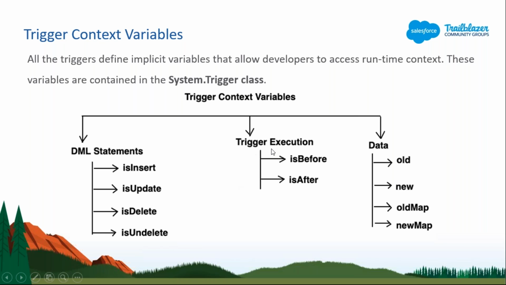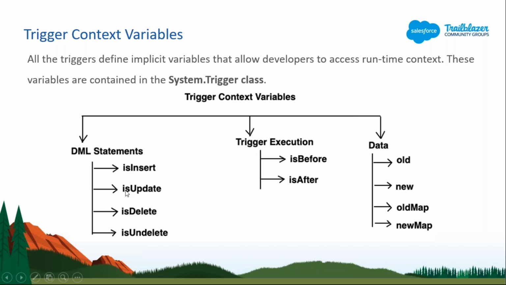Okay, and we have two types of trigger execution: before and after. This is the timing we should consider, like when I want to perform this action, before any record is created or updated, or after. And we have this data which will be available: old and new will be the lists of records, and old map and new map will be the maps of the records. This is the data which will be coming with this action.